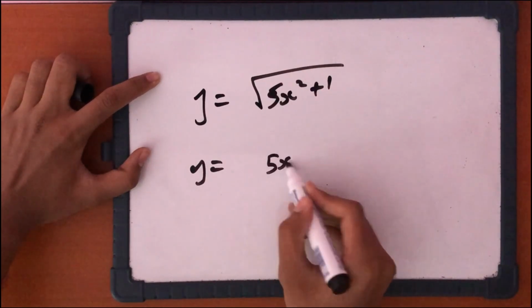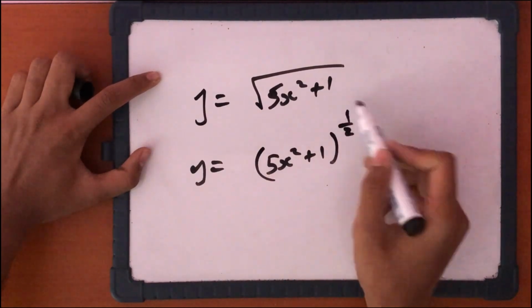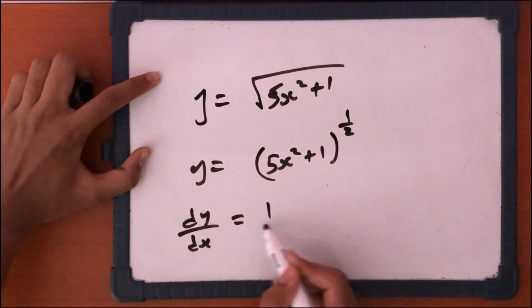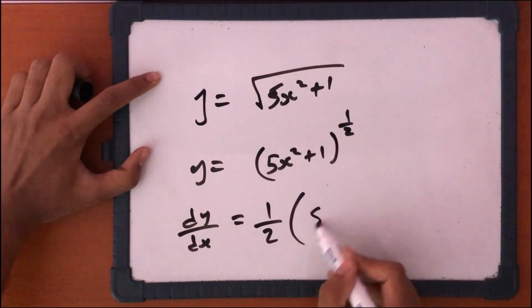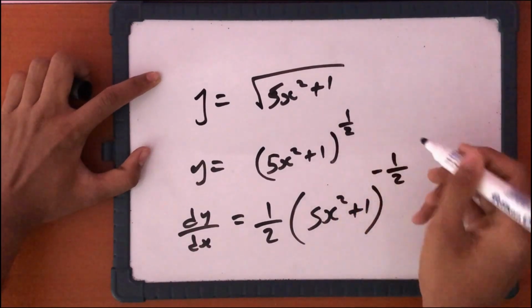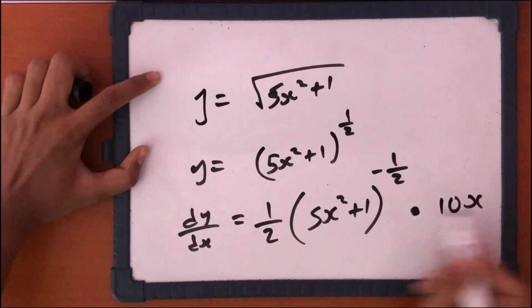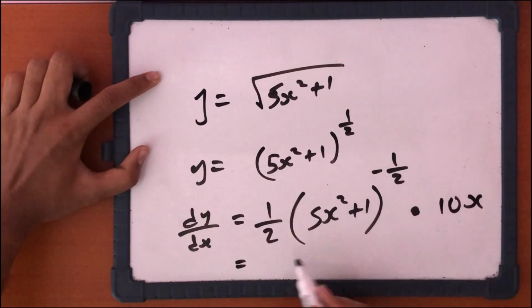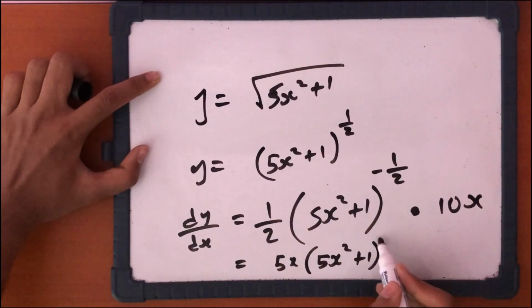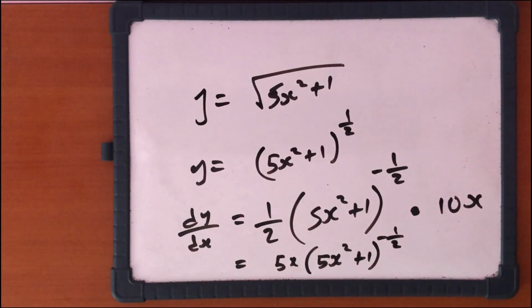Write this as 5x squared plus 1 all raised to a half. Now, the outside function again is power of half. The inside function is 5x squared plus 1. So dy/dx is half, the whole, repeat the inside function as it is, subtract 1 from the power. So that makes it negative a half, because half minus 1 is negative a half. Times the derivative of the inside function, which is 10x. So half times 10x gives 5x, all times 5x squared plus 1 to the power negative a half. And yeah, that's the gradient function.